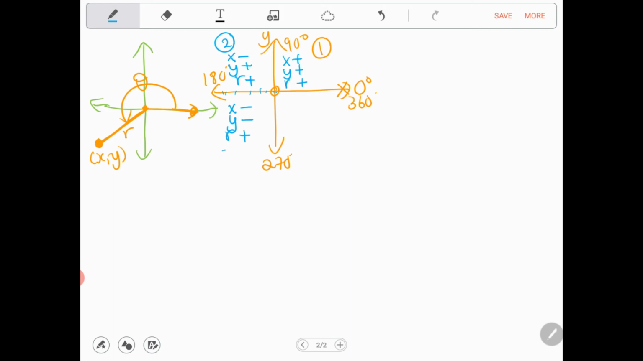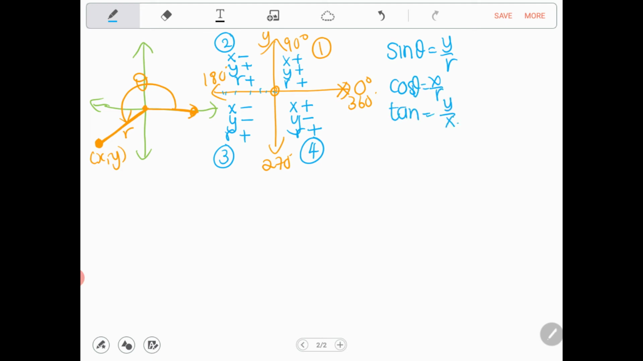And in the fourth quadrant, x is going back to being positive here. These are positive x's. Y is negative and r is positive. So if I look at the trig ratios, sin, cos, tan, for each quadrant, your signs on your x, y, and r are going to be changing.